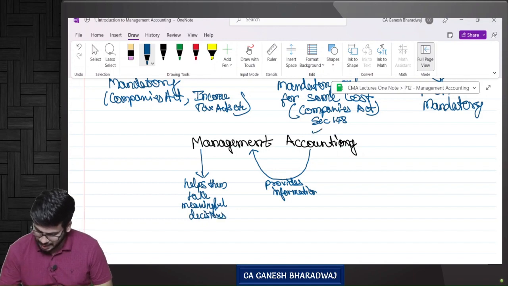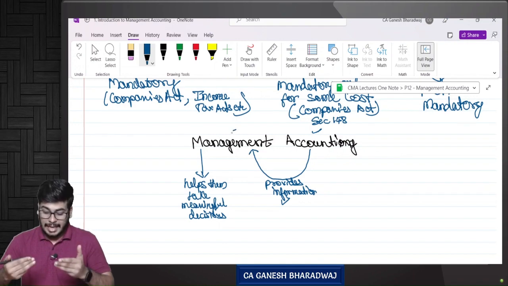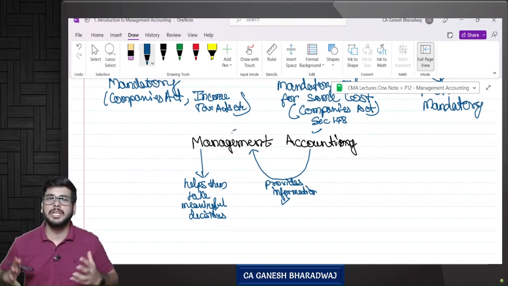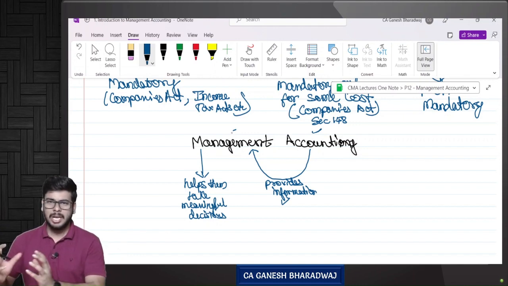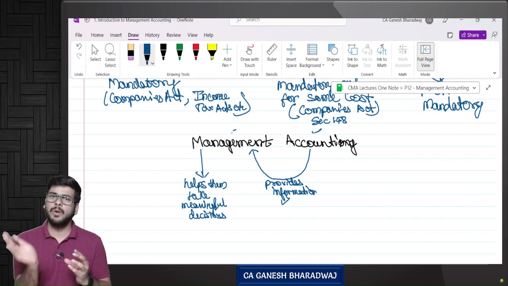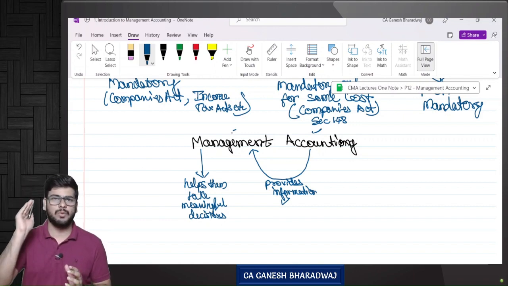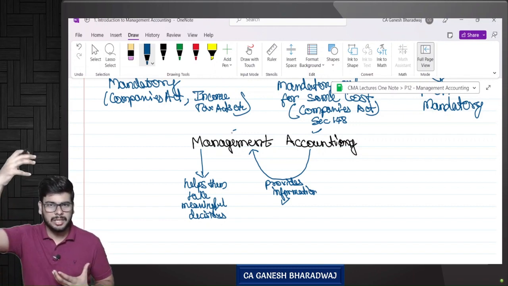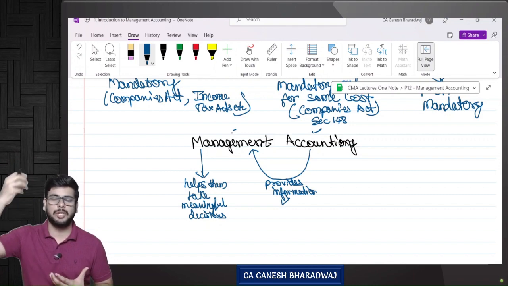So it is that branch of accounting that provides information to the management that helps them take proper meaningful decisions. Sir, okay sir, you have said something. So basically your accounting data, that stream, that branch of accounting that provides the information to the management. What do you mean by management? Technically the top management, the board of directors.